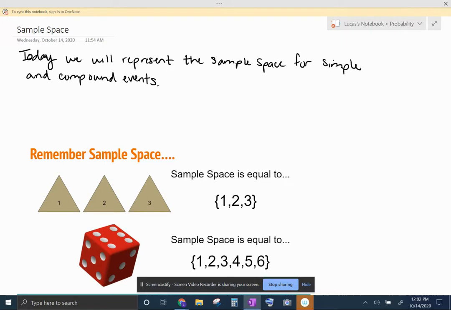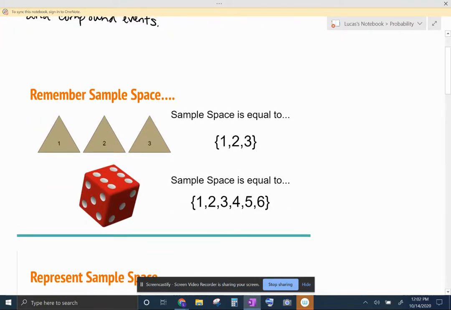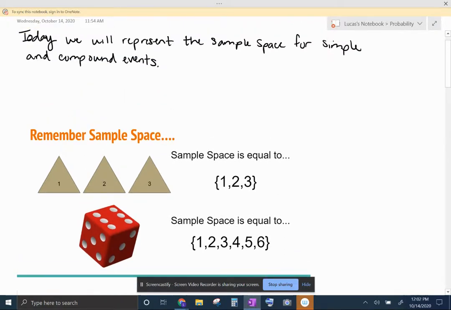Now, yesterday we did some sample spaces for simple events, meaning there's only one event happening, like spinning a spinner once, rolling a die once, flipping a coin once.